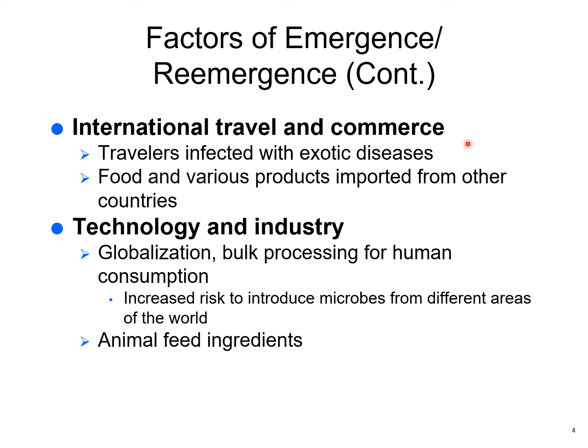International travelers, both travelers and then food, exotic foods brought from country to country. Technology and industry, huge amounts of things are brought into the country with the potential for having microbes on them. Animal feed ingredients. No doubt the epidemic of mad cow disease would never have happened were it not for people feeding cattle sheep brains. You don't feed cows sheep brains because sheep carry scrapie, and it turned into the new variant Creutzfeldt-Jakob, which was transmissible to humans.